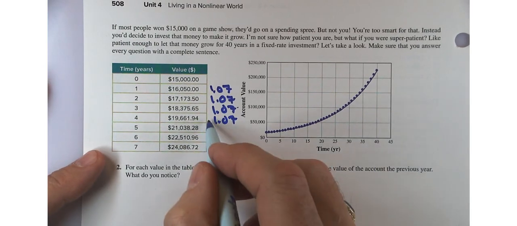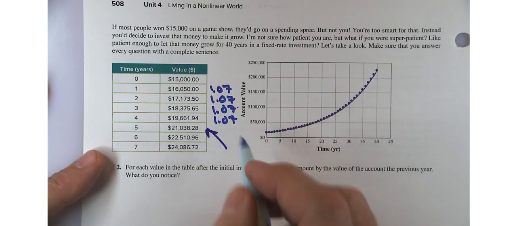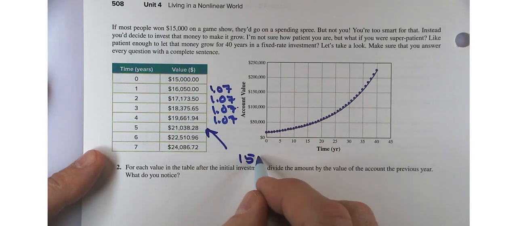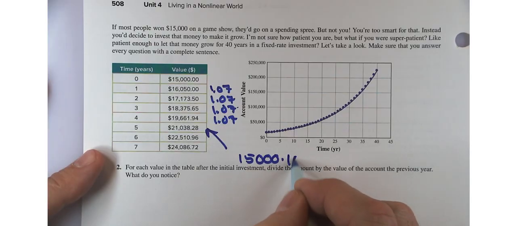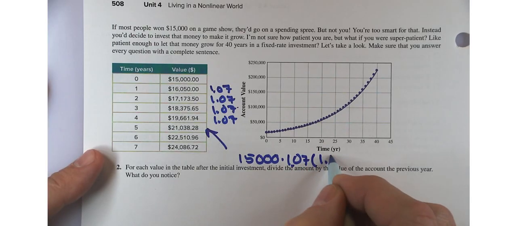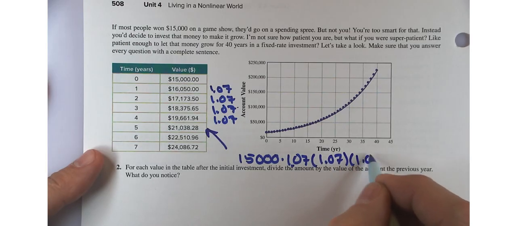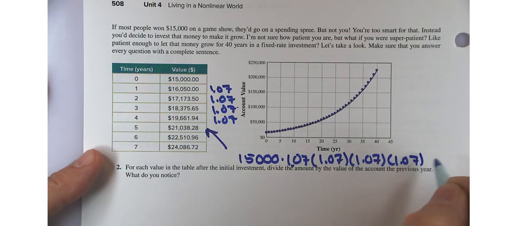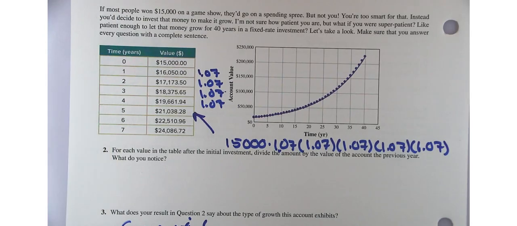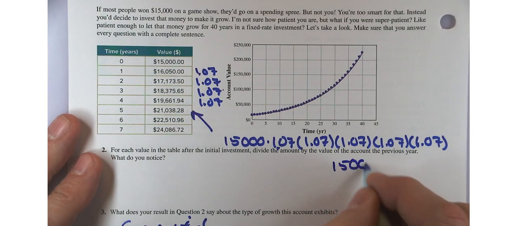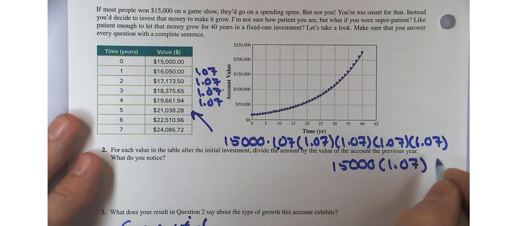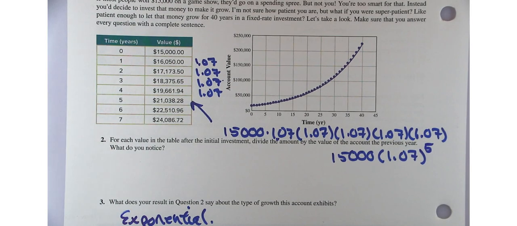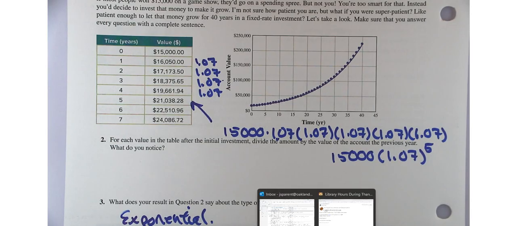So if I wanted to find this in the fifth year, I could take 15,000 times 1.07 times 1.07. How many 1.07s do I need? So I probably should have chosen a smaller number here. Note to self. Yeah, it feels like there should be a better way to do this a little bit more efficiently. What is it? 15,000 times 1.07 to the fifth power. Okay, let's try that out and see if that works.